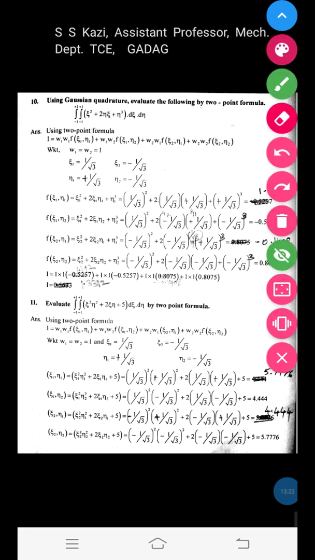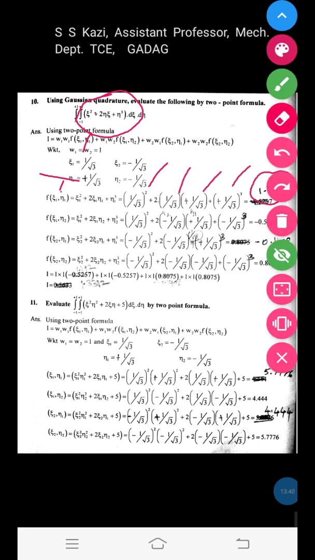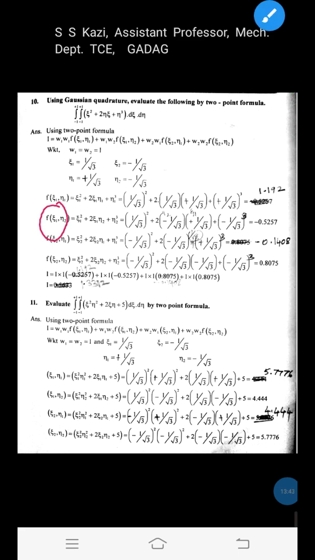Now f of zeta 1 neta 1 can be written as zeta 1 square plus 2 neta 1 zeta 1 plus neta 1 cube. You just substitute zeta 1 as 1 by root 3 and neta 1 as 1 by root 3 here and we will get 1.192 after calculation. Next, f of zeta 1 neta 2, that means replace zeta by zeta 1 and neta by neta 2. Write the function and substitute zeta 1 as 1 by root 3 and neta 2 as minus 1 by root 3. We will get minus 0.5257.